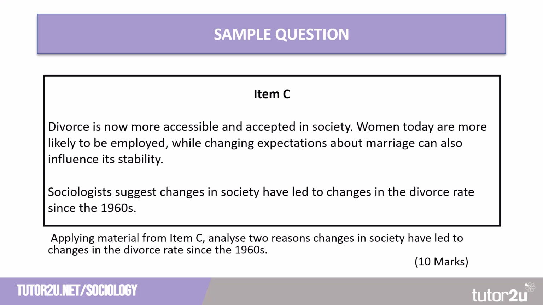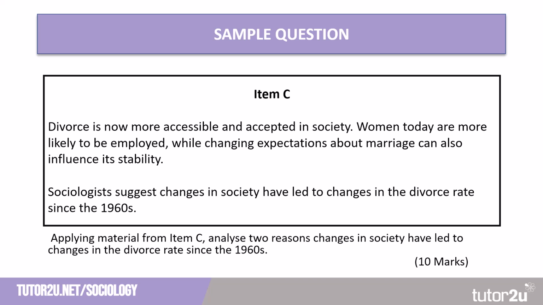And the question is asking students to apply material from item C, analyse two reasons changes in society have led to changes in the divorce rate since the 1960s. Now there are a number of hooks in this item that students may develop as their reasons, but these are present in the first paragraph only. The second paragraph, the one that begins with sociologists suggest changes in society, is a repetition of the question, and any hooks that are drawn from this part of the item would not be credited as a valid hook.